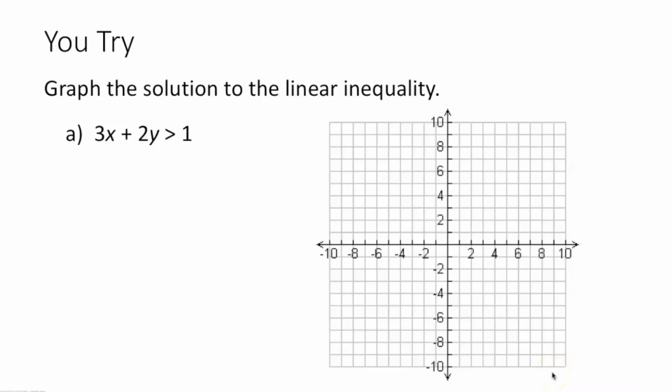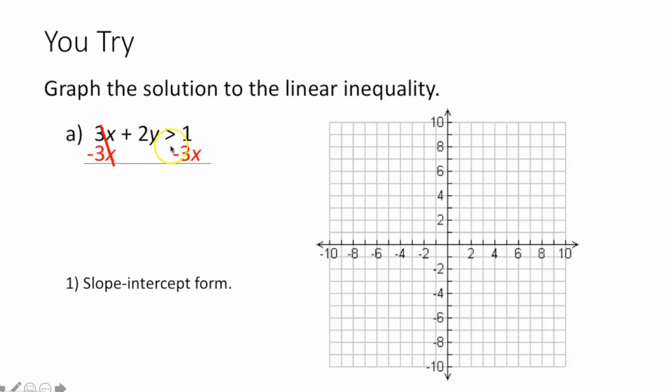Boom, you try. Okay, doing the same thing here. First, we want to get it into slope-intercept form, y equals mx plus b. So to get y by itself, the first thing we're going to move is this 3x. How do I get that to the other side? Since it's positive 3x, I subtract 3x from both sides. That way these cancel each other out, and I get 2y is greater than.